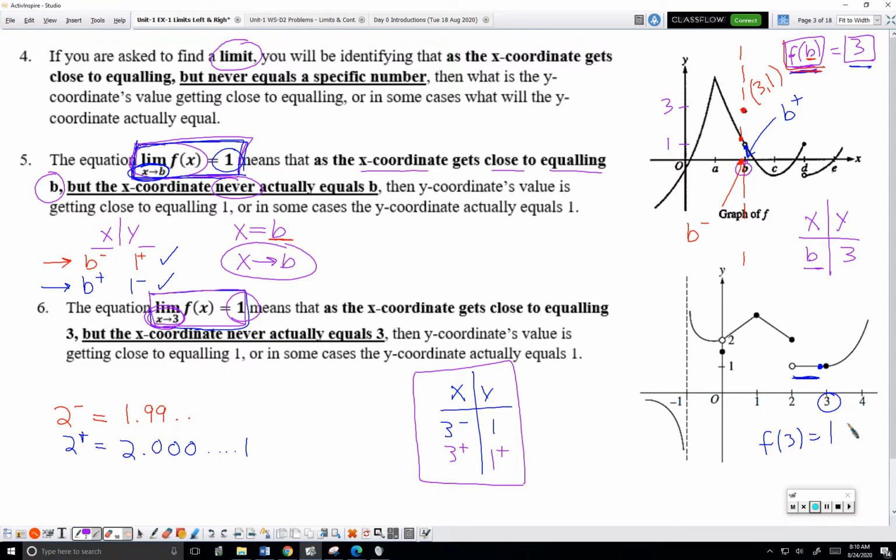Whatever. I don't know who came up with that idea. It seemed like 4 letters was a lot better than 2 long words, but anyway. So this is known as a removable discontinuity. That's common for them to ask for a limit there, just like we did up here.